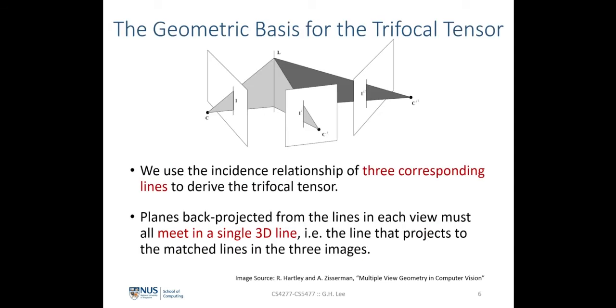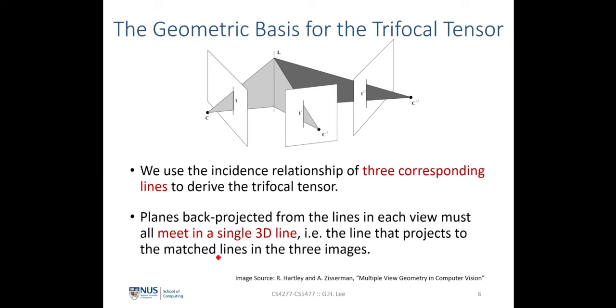Now, there are many ways to derive the trifocal tensor relation. In particular, there are several different combinations of point and line image correspondences. So we will look at one particular combination here, which is the line-line-line correspondences in the 3 views to derive the trifocal tensor. But do take note that this doesn't mean that this is the only way to derive the trifocal tensor.